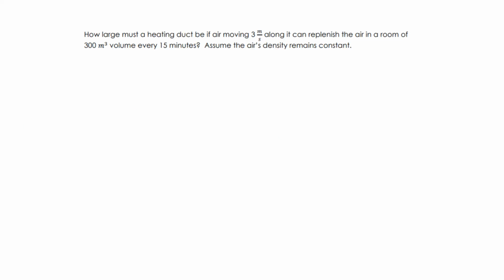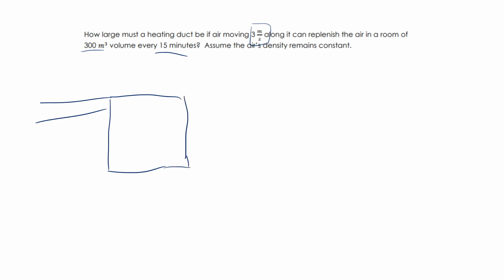How large must a heating duct be for air moving 3 meters per second along to replenish air in a room of 300 meters cubed every 15 minutes? Assume the density remains constant. Right, that's the case for all of these. We're assuming the fluid is not compressible, which we'll talk more about tomorrow. But all right, we'll see if you can do this. We'll give you a chance. Pause the video, see if you can figure it out. We'll catch up to you after you finish.